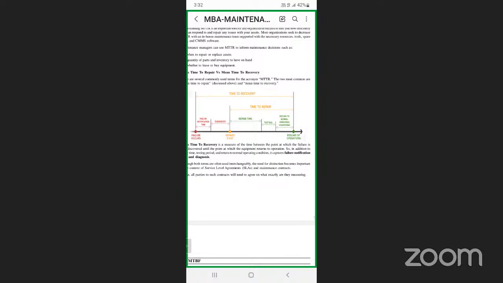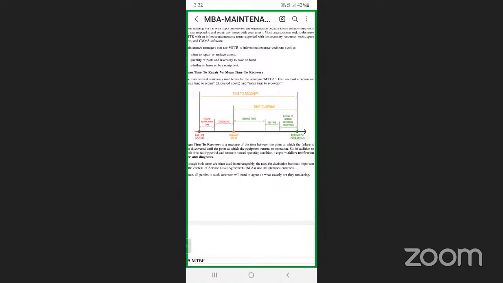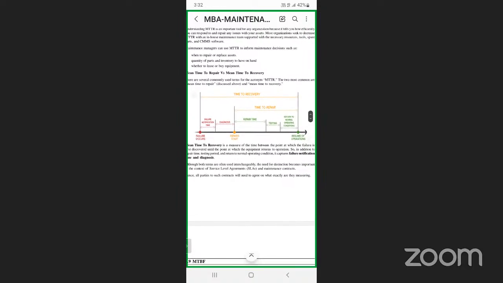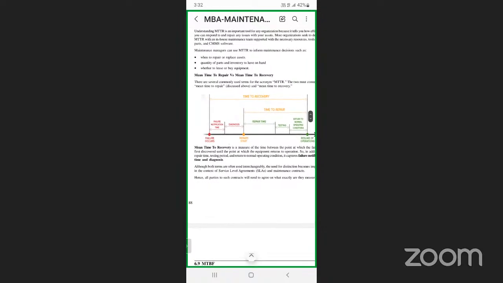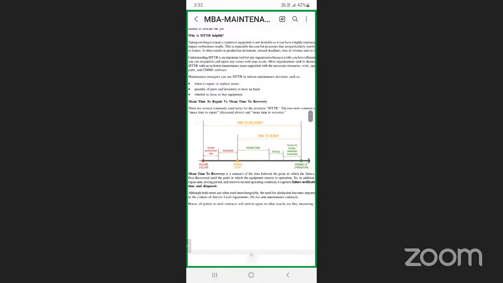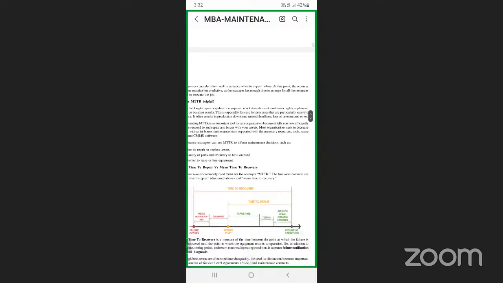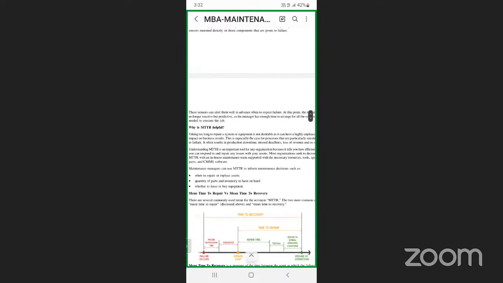So the green point, the time gap from when the failure occurs, the red dot on the extreme left, to the resumption of operations, is known as mean time to repair or mean time to recovery, a very important parameter. It's an opportunity loss, because our normal production comes to a standstill when a machine goes for repair, isn't it? So we have to find out the mean time to repair, the time gap between the failure and the resuming of operations.